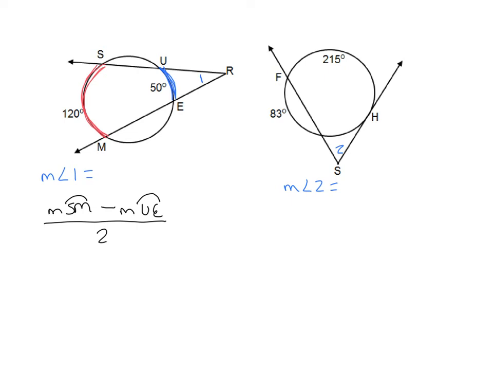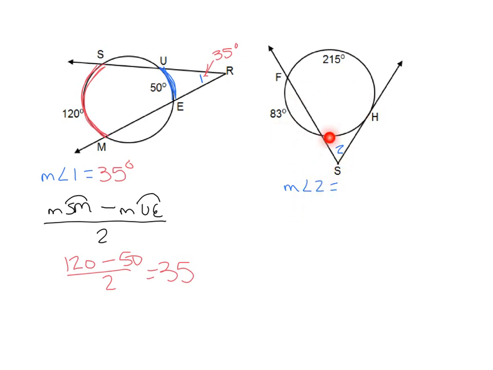So they already give me the values I need. So the measurement of arc SM is 120 minus the measurement of UE, which is 50, and then divide that by 2. So we get 120 minus 50 is 70. 70 divided by 2 is 35. So the measurement of angle 1 here is 35 degrees. So that right there is 35 degrees. All right, now let's look at the second example.